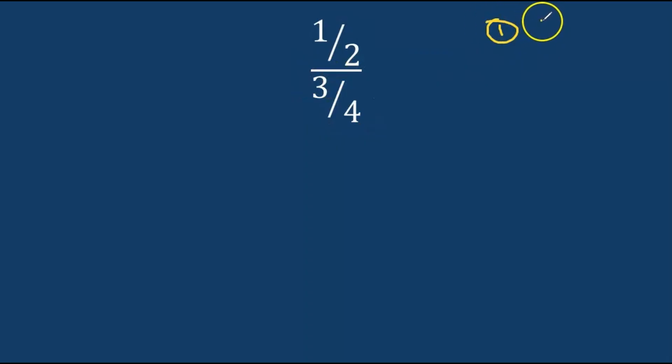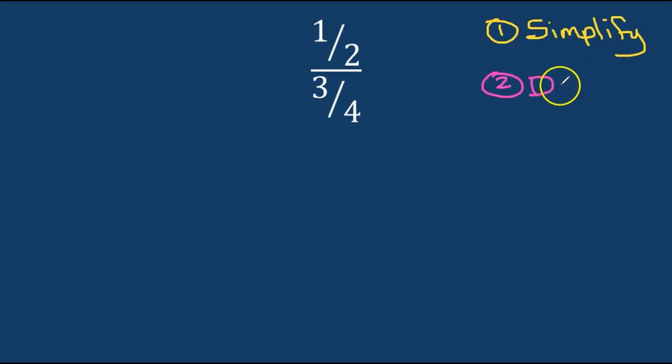So let's start off by just checking. Is the numerator simplified? Yes, 1/2 doesn't get any smaller than that. Is the denominator simplified? Yes, 3/4 doesn't get any smaller than that. Our second step then is to convert it to a division problem.